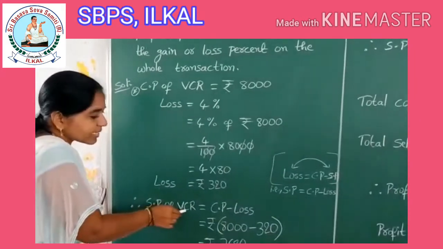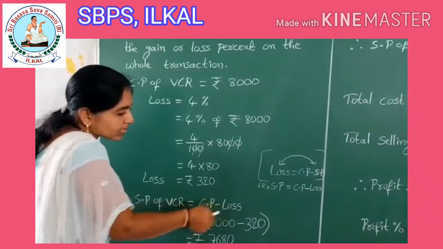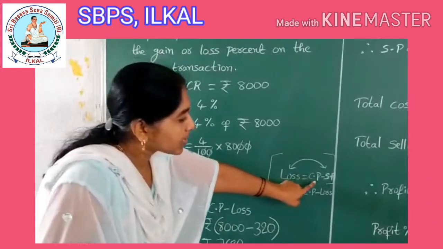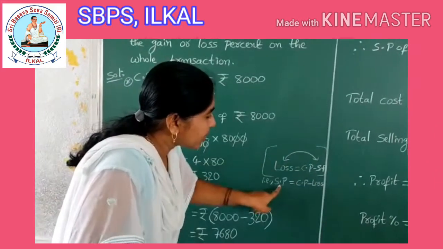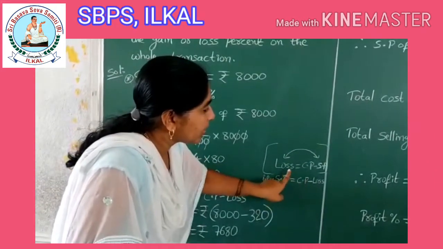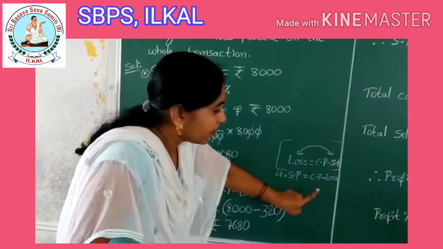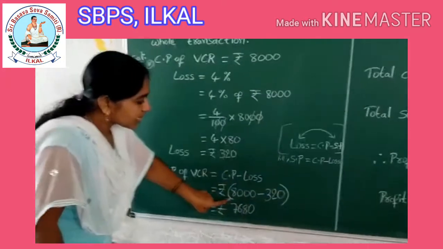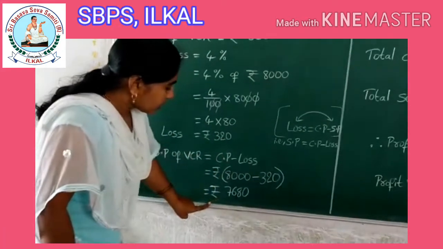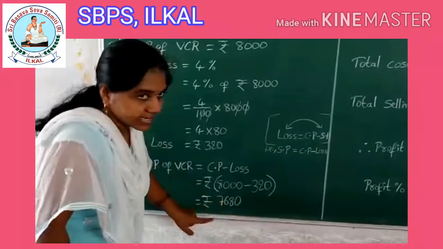Selling price of VCR is equal to cost price minus loss. Children, actually loss is equal to cost price minus selling price. When you transpose these two, selling price will be equal to cost price minus loss. Then rupees 8,000 minus 320 gives rupees 7,680.